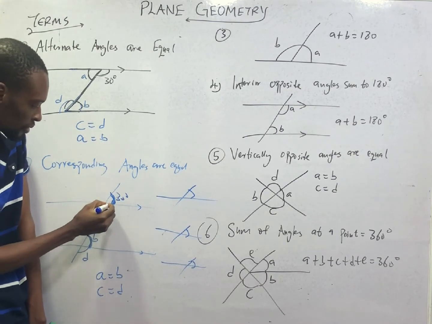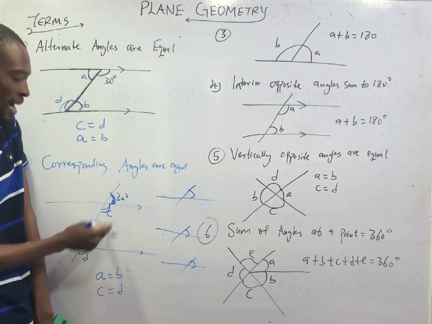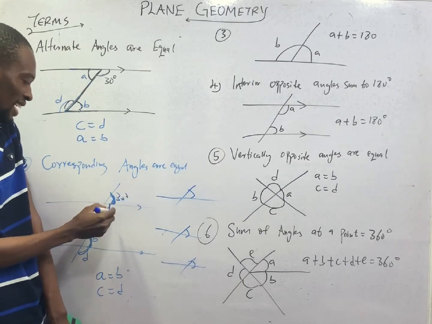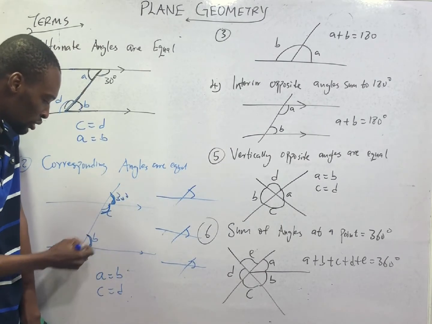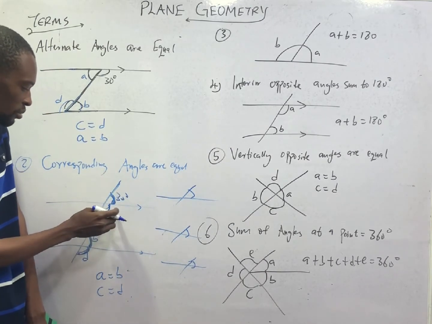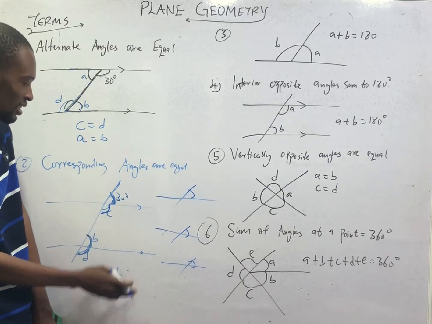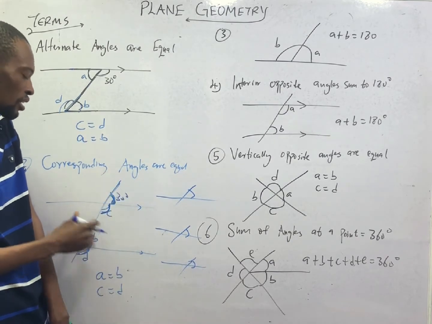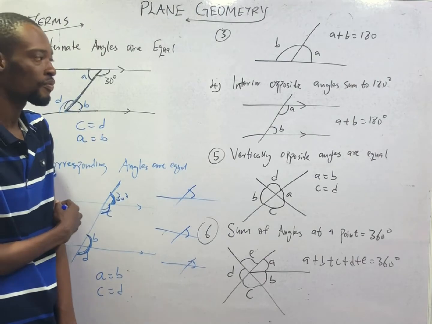Now look at the bottom, here and here. They are occupying the same position. Parallel line, bottom, line crossing. So the same position, C and D, they are corresponding angles and they are equal.